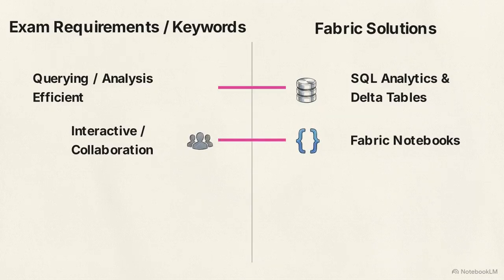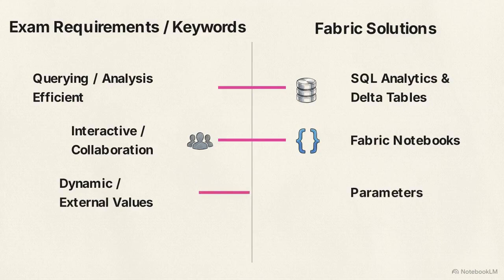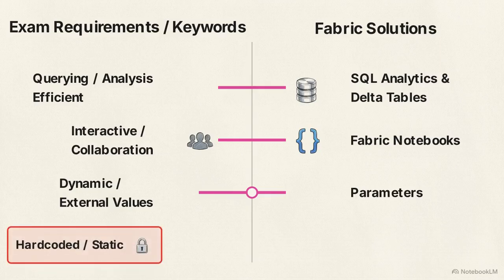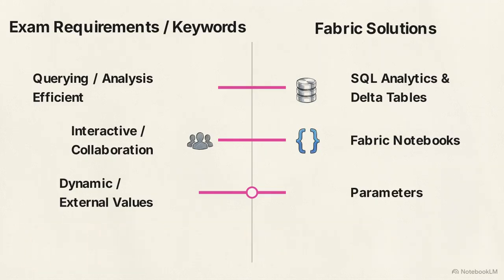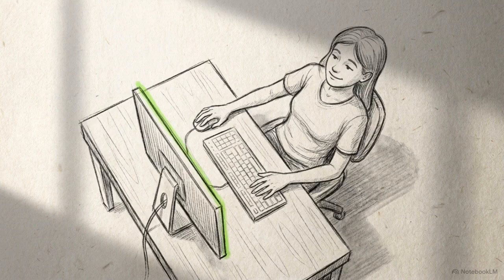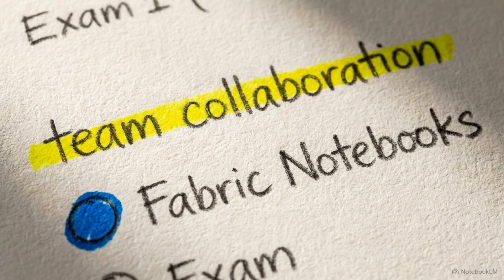Notebooks are the primary environment for shared, code-based data science and engineering within Fabric. Similarly, if the goal is to handle dynamic or external values, you must select an answer involving parameters. Options that rely on hard-coded variables are intentionally included as distractors to be rejected. Relying on these direct associations reduces the cognitive load during the test. You can confirm the correct tool based on the specific language of the requirement.